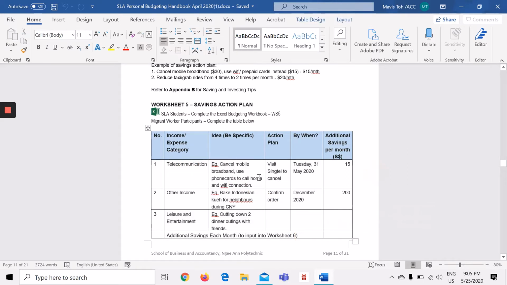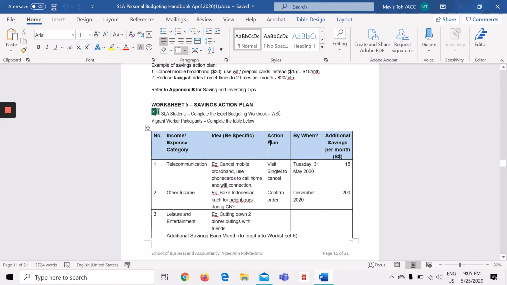Looking at the first example, we have telecommunication, which means your phone prepaid card or your postpaid card. Under this column of idea, it states to cancel mobile broadband, use phone cards to call home and Wi-Fi connection. In this case, it might not apply to you because you mentioned that you only buy your phone cards every 6 months and you always use the Wi-Fi connection to call your family or other people. So that's very good.